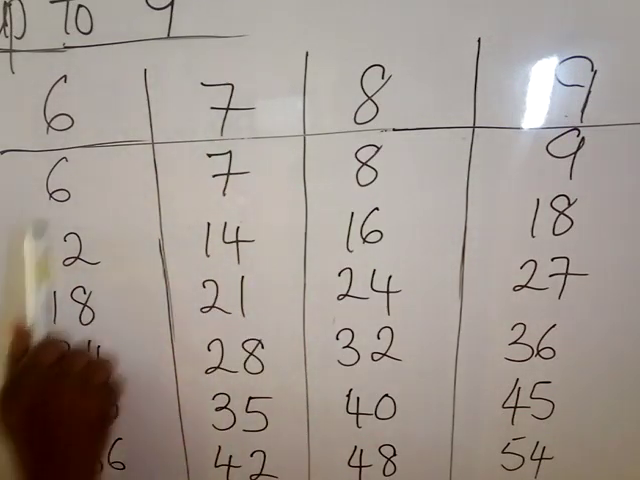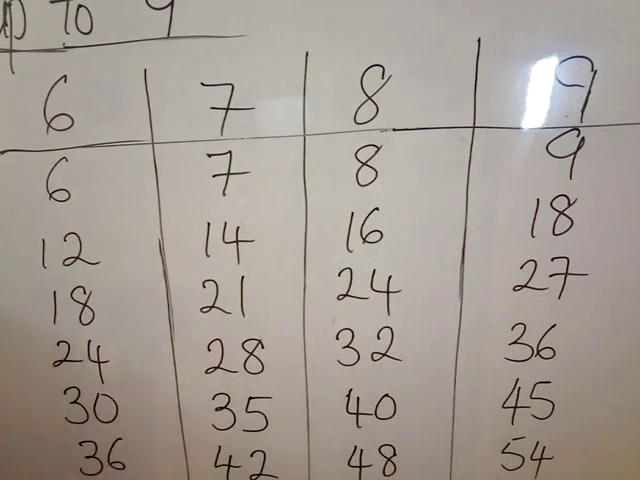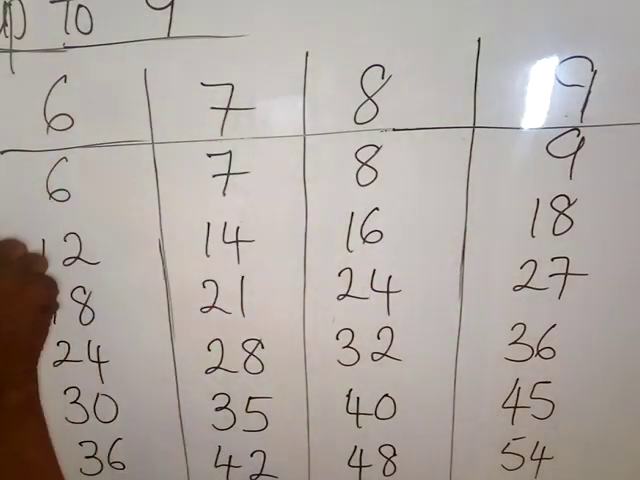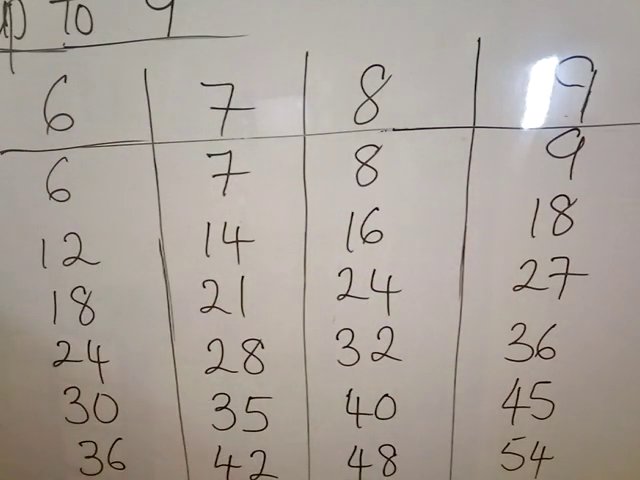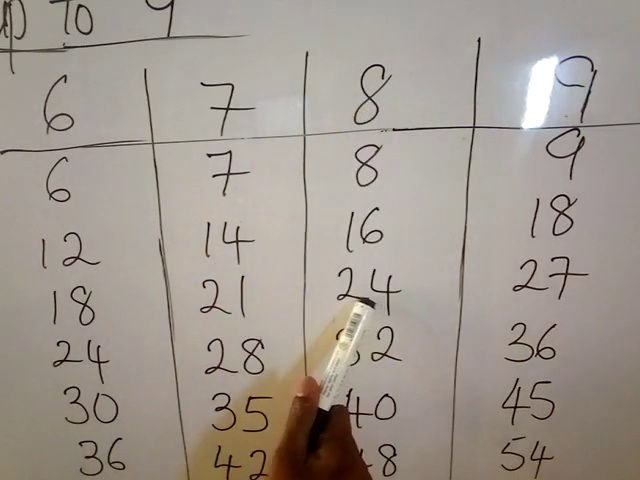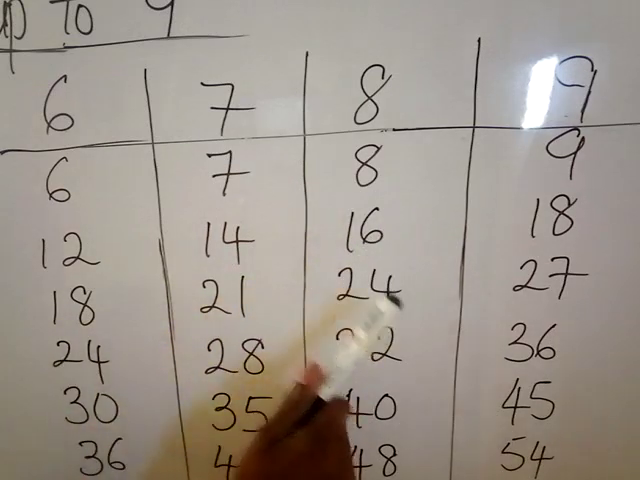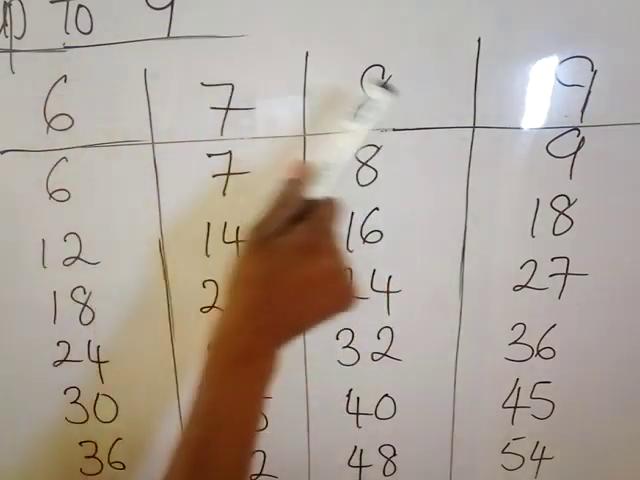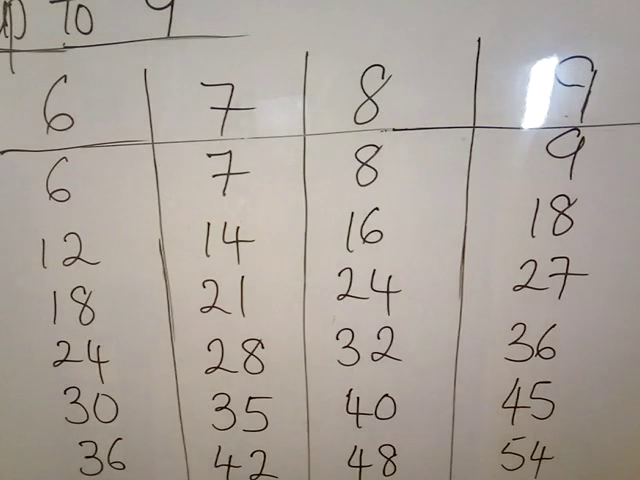So any number you see that is in more than one column is a common multiple of the numbers that it features under. For instance, if I find 24 under the column of 6 and I find 24 under the column of 8, that means 24 is a common multiple of 8 and 6. So that's how it goes.